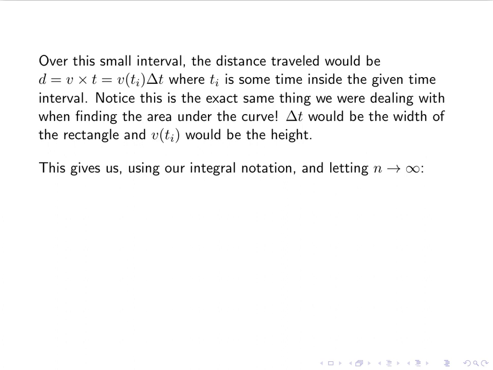So if we want to find, again, the exact distance, we're going to let n go to infinity. And that n going to infinity of that sum of that product is exactly the integral. It's the exact same notation, except instead of f of x and dx, it's v of t and dt. So the distance traveled is the area under the curve, is the integral from a to b of v of t dt in this particular case. So they all mean the same thing.